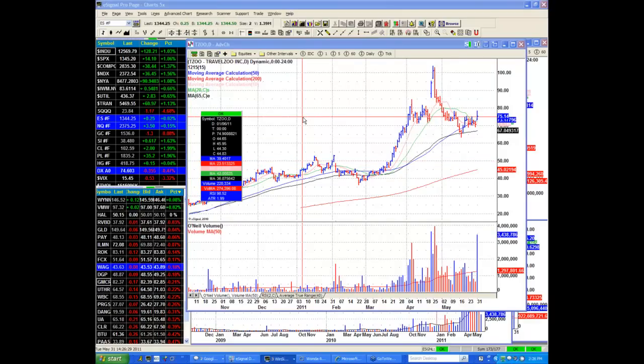But I don't know. It seems to me that if you were going to play today's pocket pivot, you'd go in with a half position at most. I don't feel that comfortable with where it closed. Yeah, I wasn't really either. So, I mean, we saw a couple others in there.